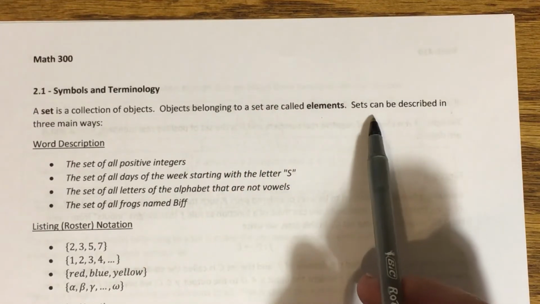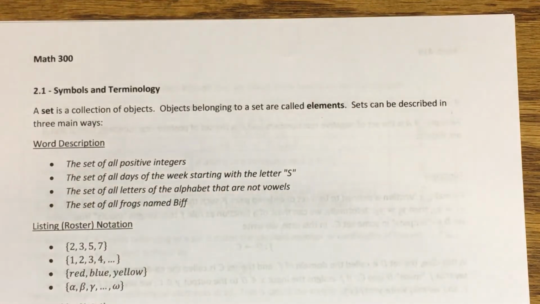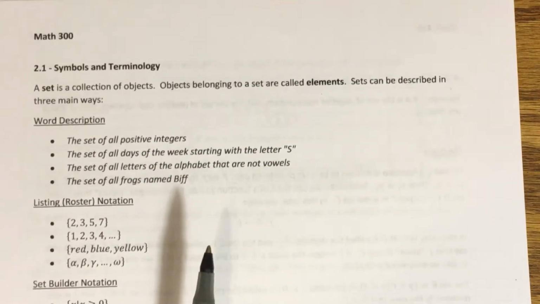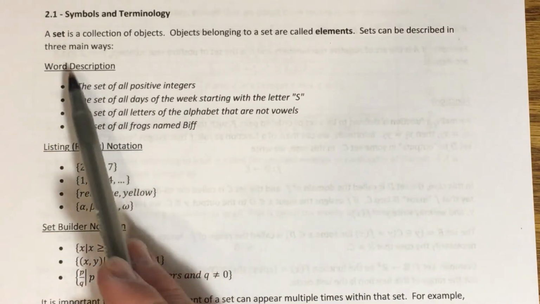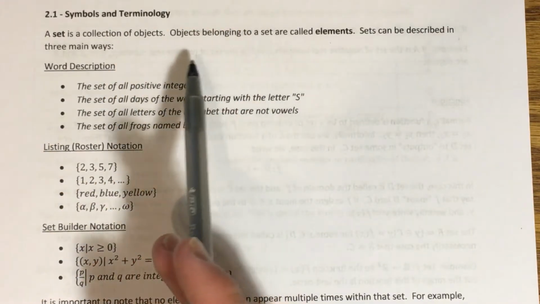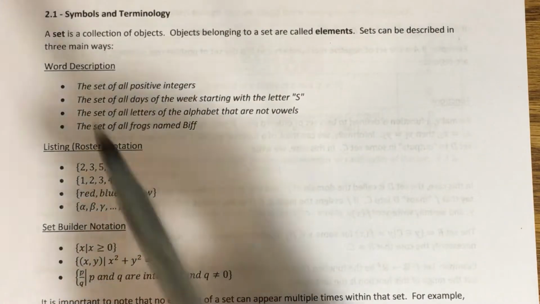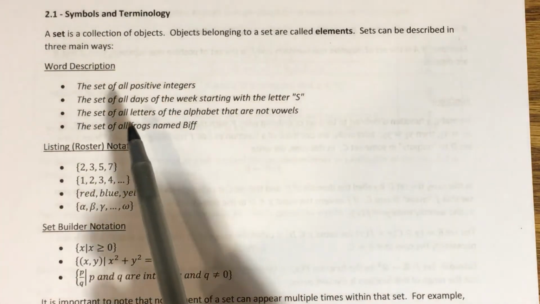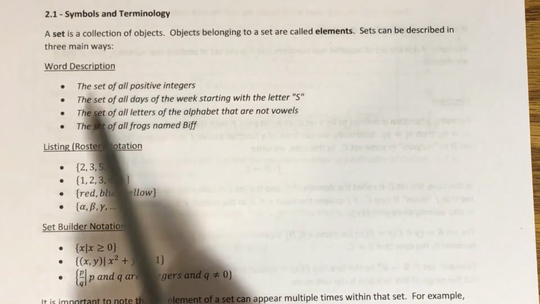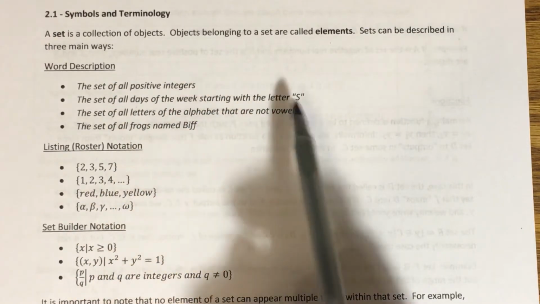Now, for our purposes, we're going to be describing sets in three main ways. The first one is with sort of an English description, or we call it a word description. So examples would be if I were to say the set of all positive integers. If you don't know what an integer is, we're going to define that a little bit later in this section. That's one example of a set. The set of all days of the week starting with the letter S.